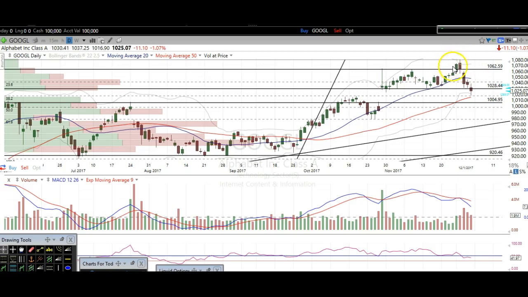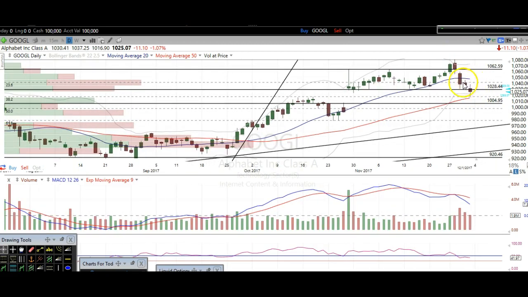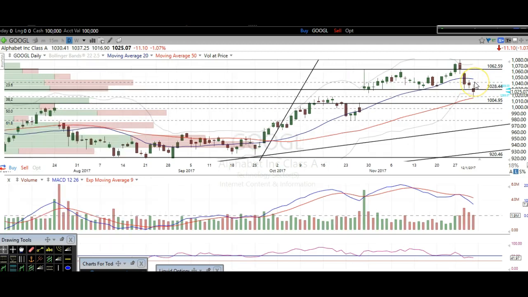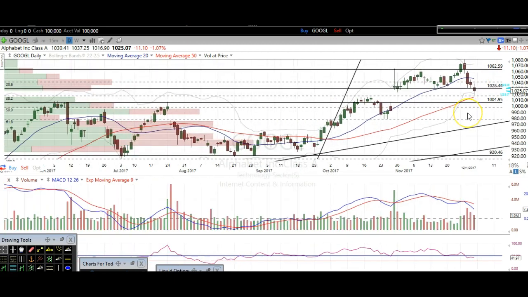So this is a clear rejection of these price points, and you can see we headed lower ever since. And right here, we closed just below this support on Friday. So the play that I like the most on Google is not necessarily shorting here or anything like that, but I like it for a long if we get down to about 980. 980 to me is a great buying opportunity.